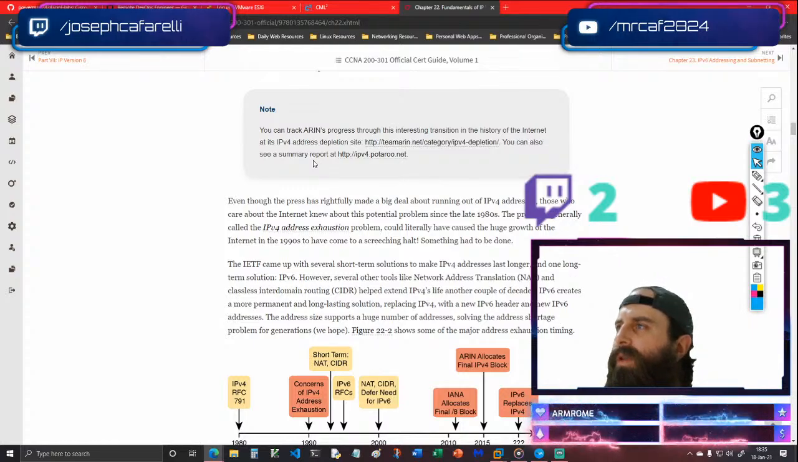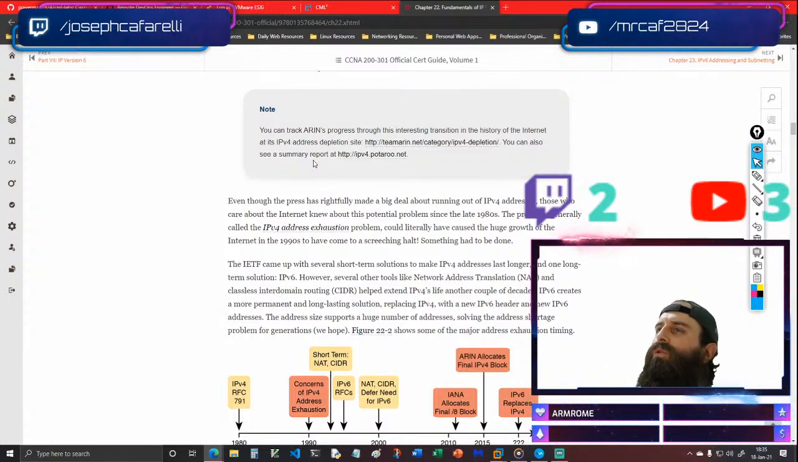Even though the press has rightfully made a big deal about running out of IPv4 addresses, those who care about the internet knew about this potential problem since the late 1980s. The problem, generally called the IPv4 address exhaustion problem, could literally have caused the huge growth of the internet in the 1990s to come to a screeching halt. Something had to be done.